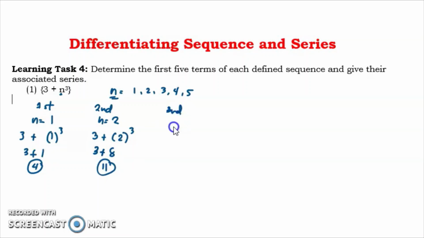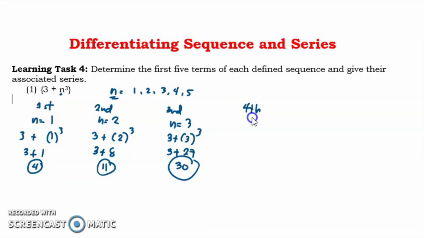Okay, for the third term, you have n equals 3. So, 3 plus 3 raised to 3. 3 times 3 is 9 times 3 is 27. So, 3 raised to 3 is 27. So, 3 plus 27 is simply 30. Ganun lang mga anak, akala nyo mahirap, no?